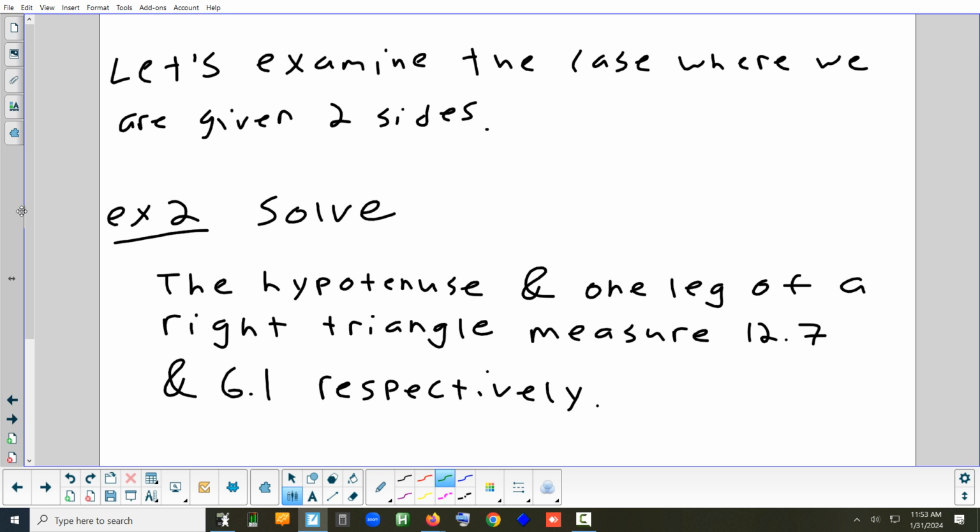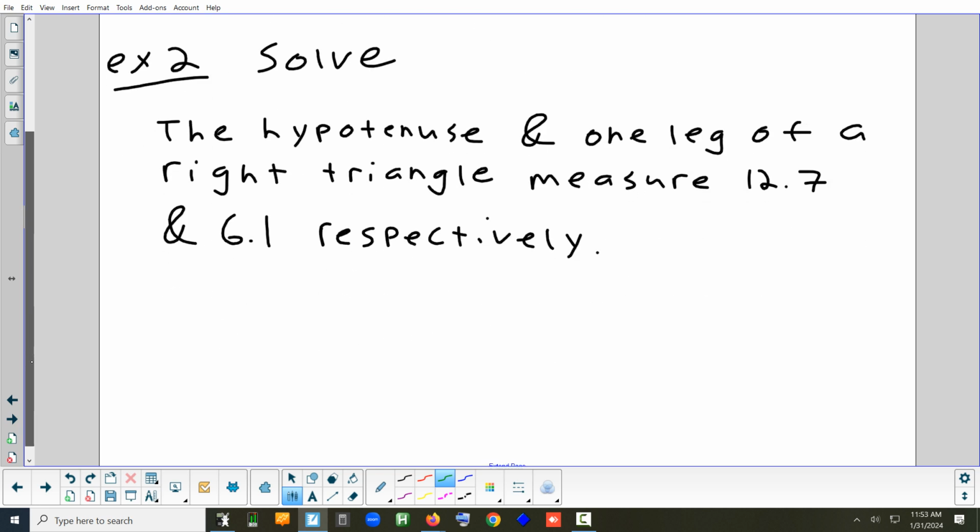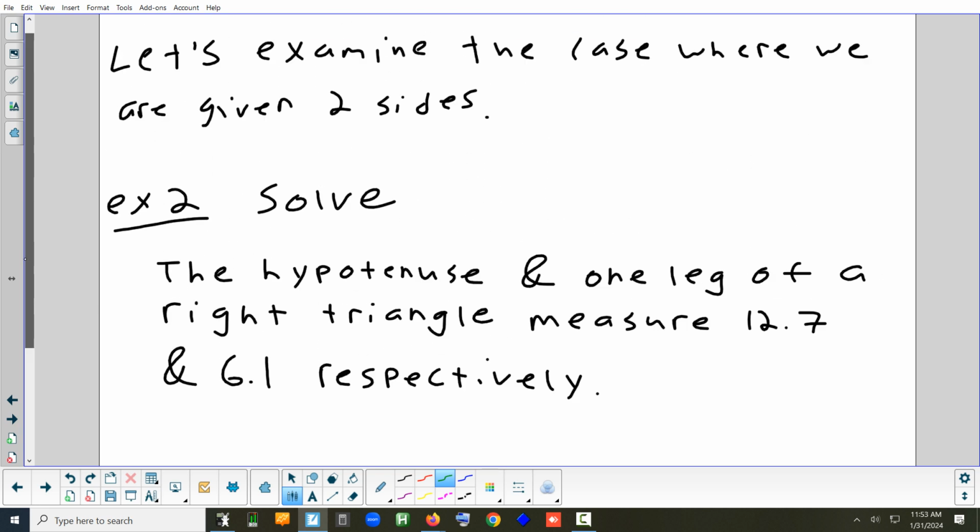Okay. What do you think the first thing we should do with this information so we can see this problem a little better? Let's try it, so that we can see what's opposite, what's adjacent, and so on.